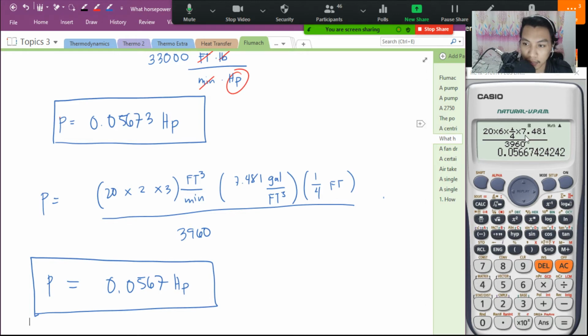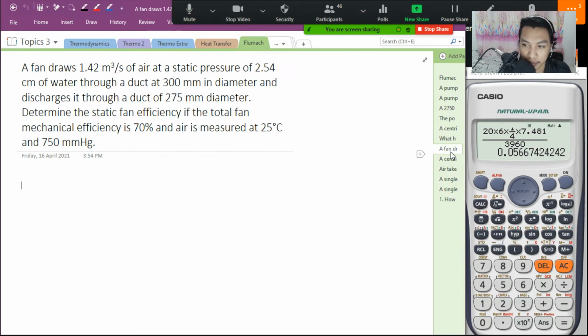Okay, how about problem number 7? A fan draws 1.742 cubic meter in every second of air at static pressure of 2.54 cm of water.